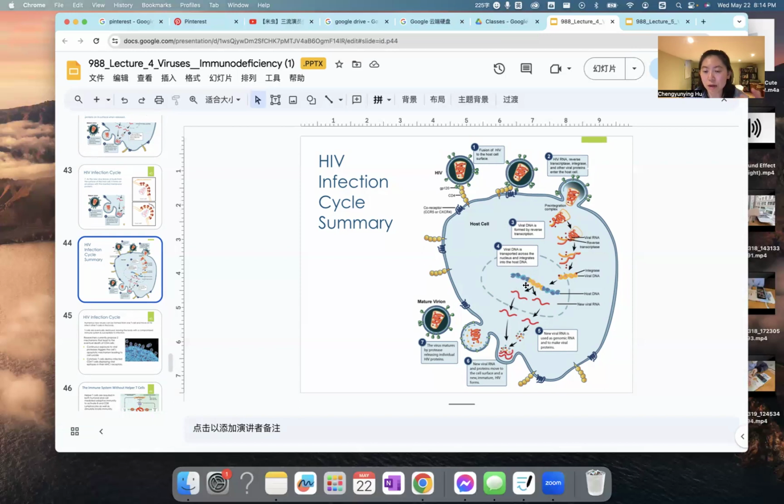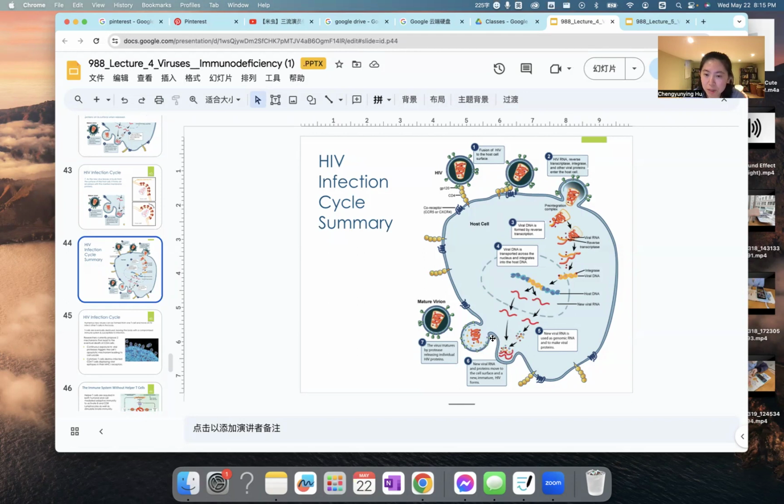And mRNA brings a strand of this provirus outside of the nucleus to the ribosome, and then the ribosome will produce a protein, but this protein is virus protein. Now everything is assembled at the edge of the cell membrane, and then it's coming out.